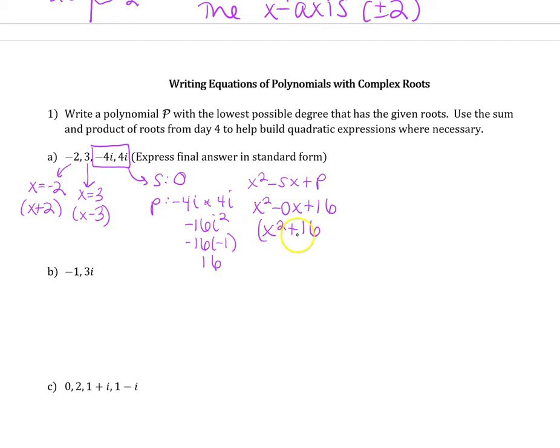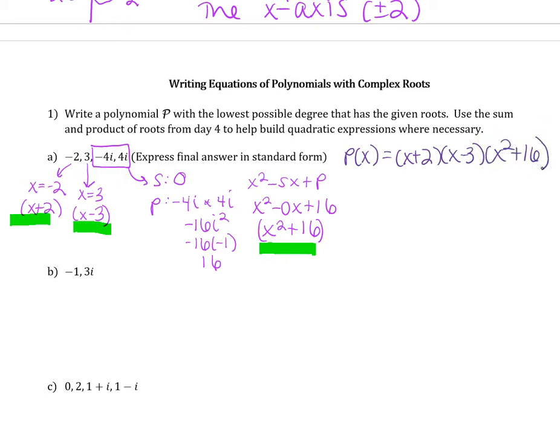Alright, so these are the factors that I will put together to write my function. So p of x will equal x plus 2 times x minus 3 times x squared plus 16. Now in this example, just for good practice, I'm going to say, can you express your answer in standard form? So that means I'm going to have to distribute this all out to expand it, and then put it from highest power to lowest power.